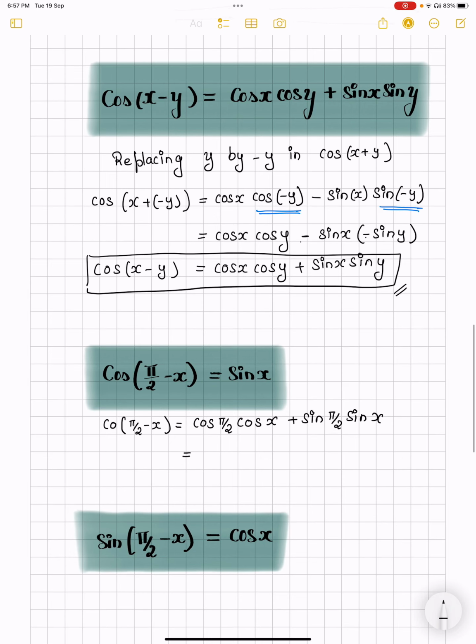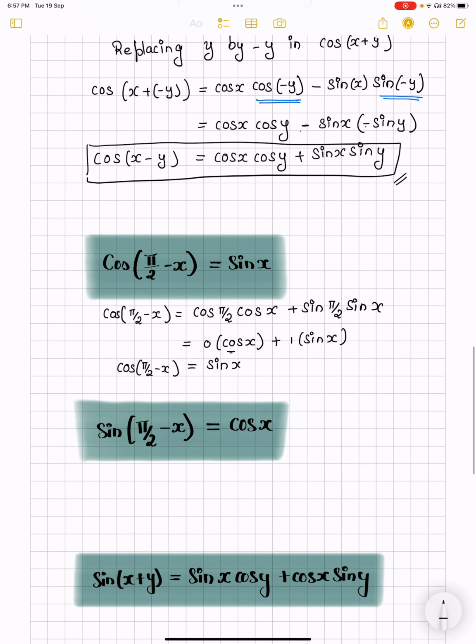Cos pi by 2 is going to be equal to 0. So 0 is getting multiplied with cos x. And sine pi by 2 is 1, so 1 is getting multiplied by sine x. Now my result is going to be just sine x, because 0 multiplied by anything is going to be 0, and 1 multiplied by a number gives the same. So cos of pi by 2 minus x is equal to sine x.